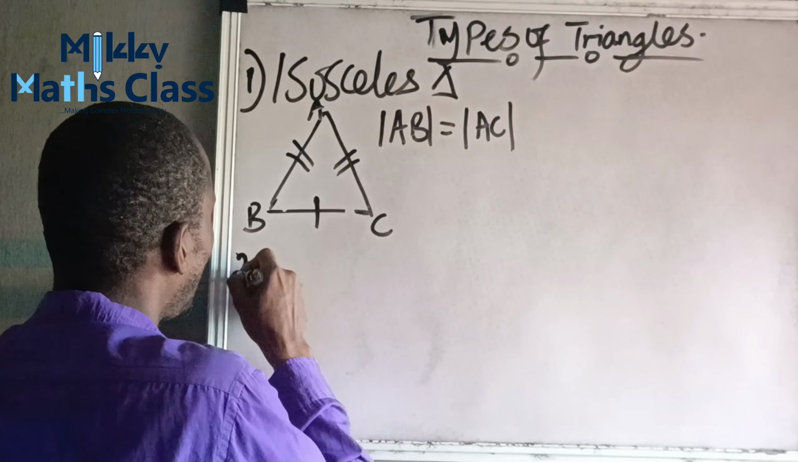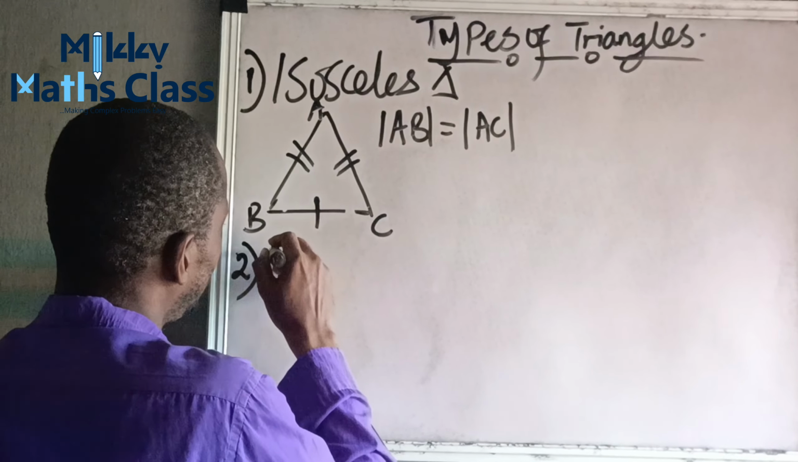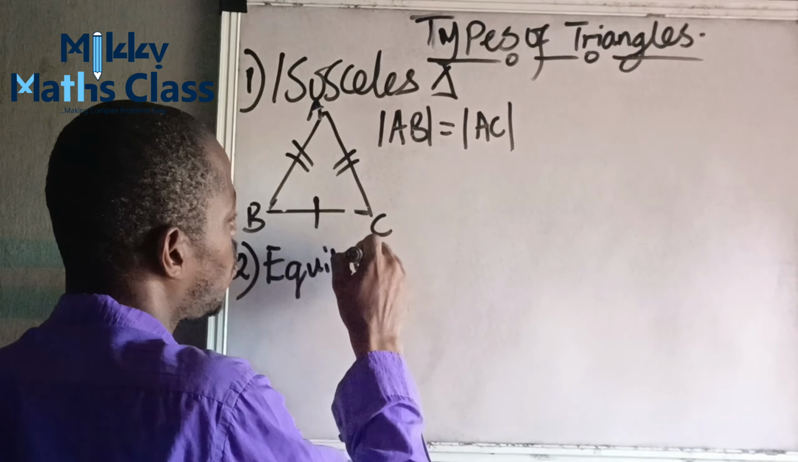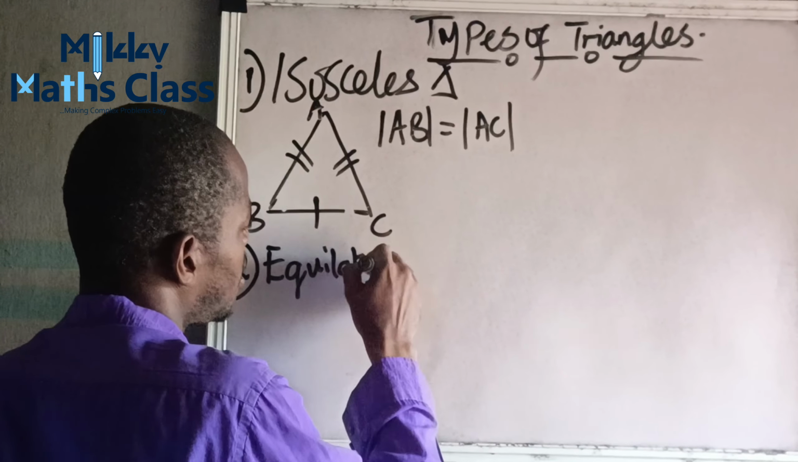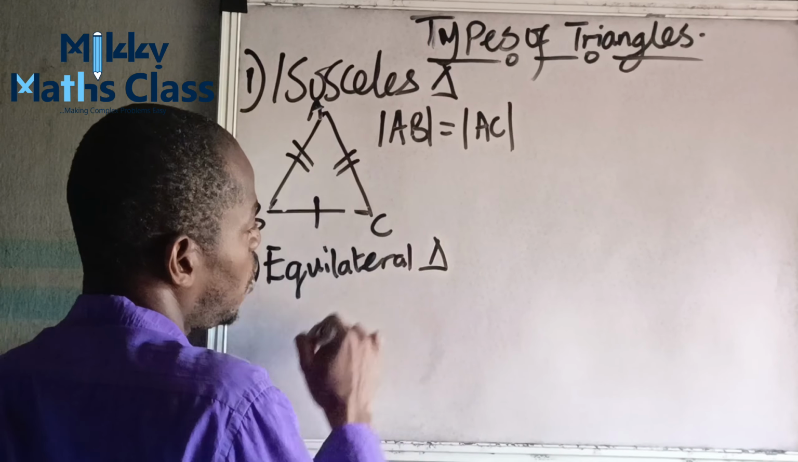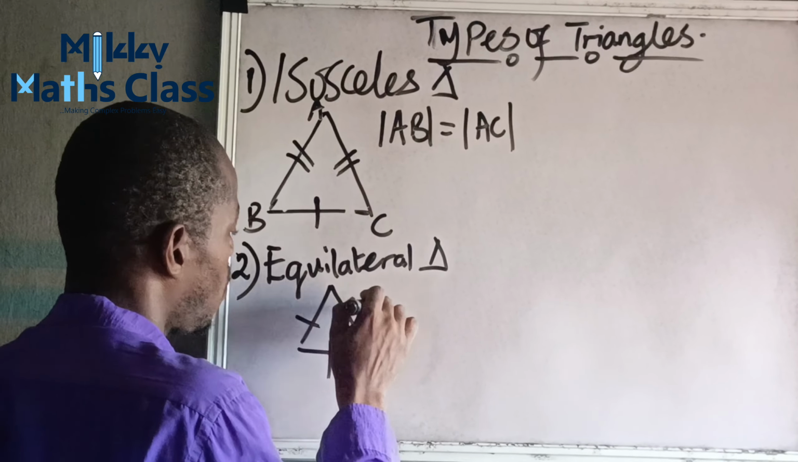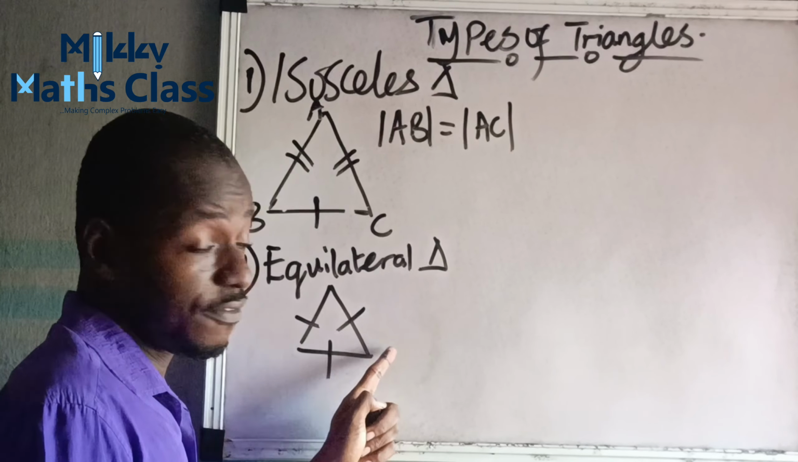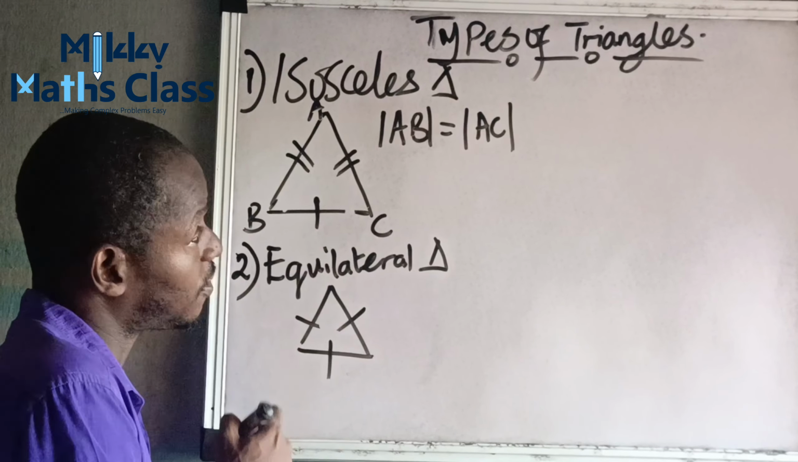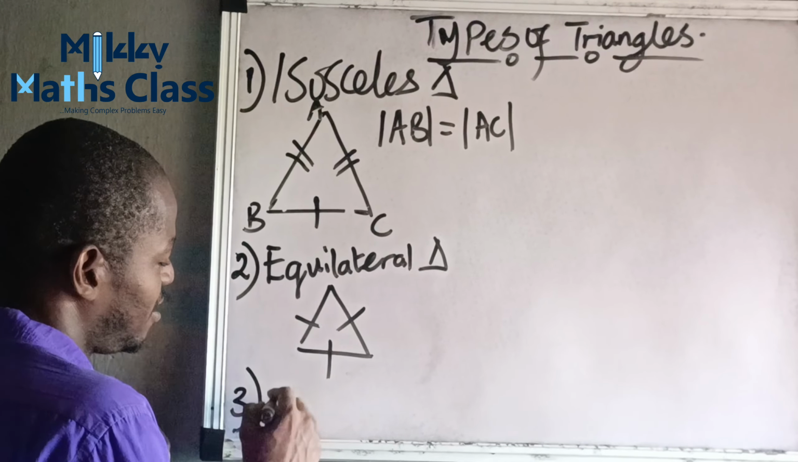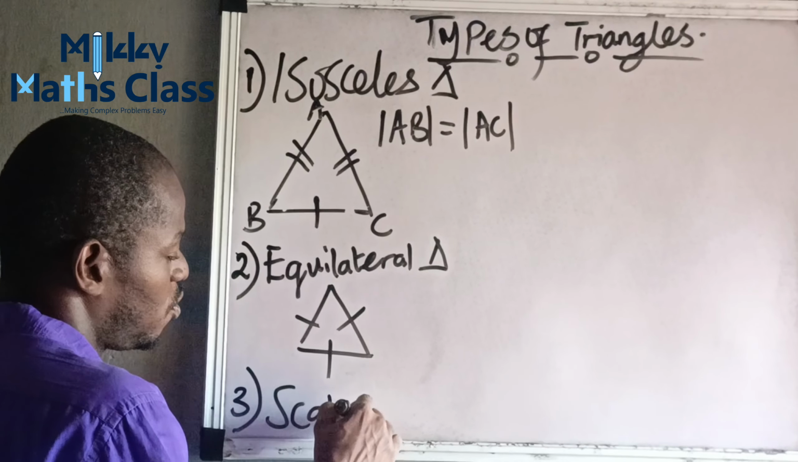The second one you have is what we call the equilateral triangle. From the word equilateral, equal. Equilateral triangle. What it means is that all the sides are equal. If here is 5, here will be 5, here will be 5. That's an equilateral triangle.